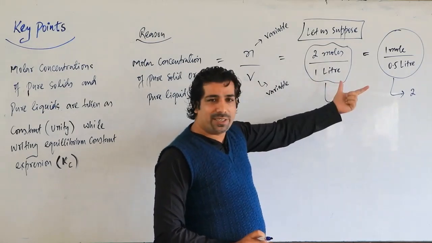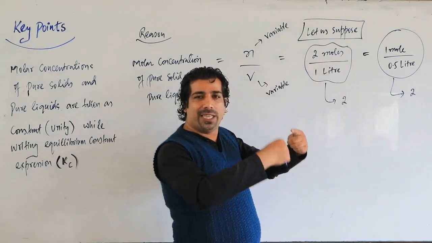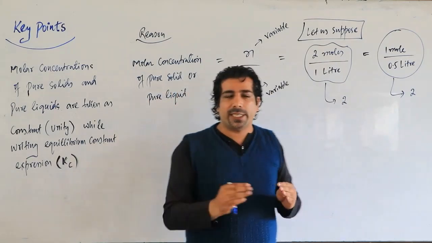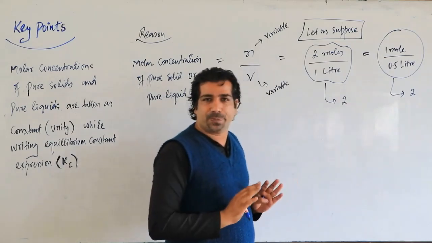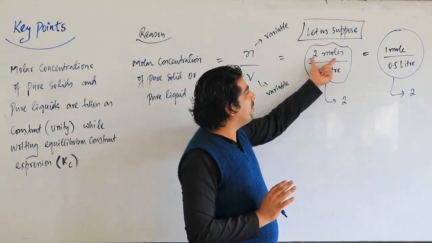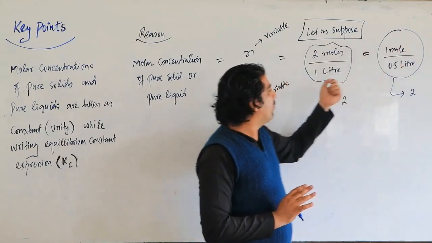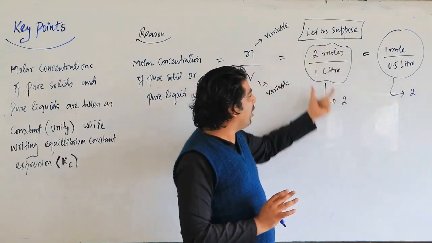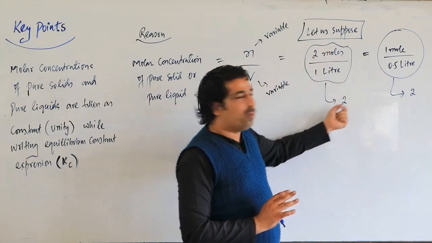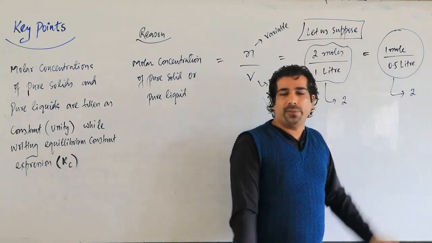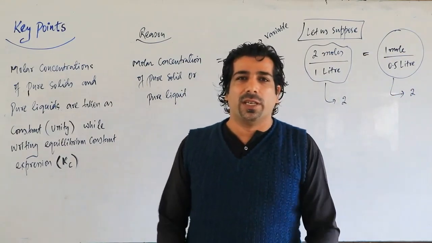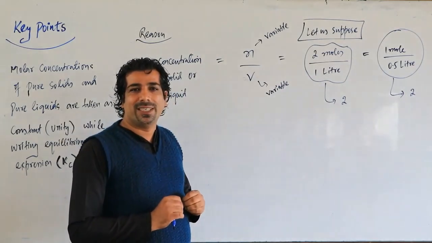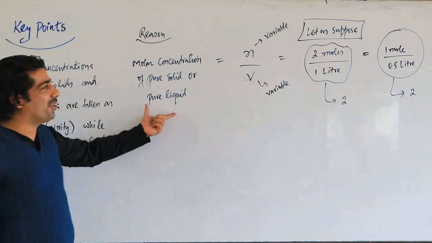How much was that? 2. And now, after some of the solid or some of the liquid has changed into the product, let us suppose this solid and this liquid is your reactant and it has changed into product. Then 2 moles have decreased to 1 mole and volume has decreased from 1 liter to 0.5 liter. And what is the N by V value here? 2. That means the molar concentration of pure solid or pure liquid has remained constant, my dear friends. So I hope you have understood this particular expression.